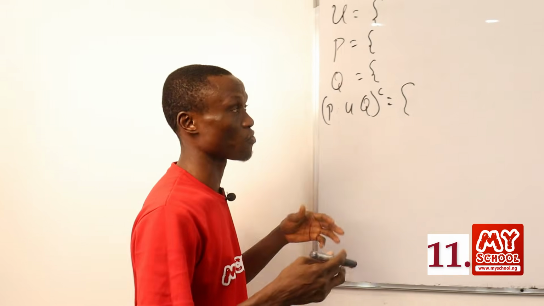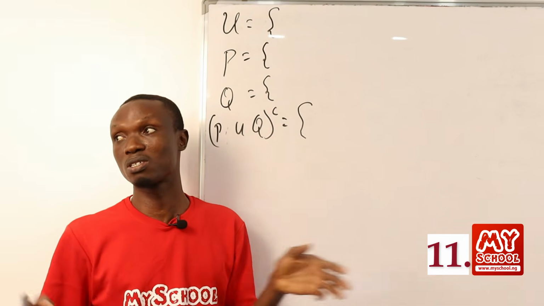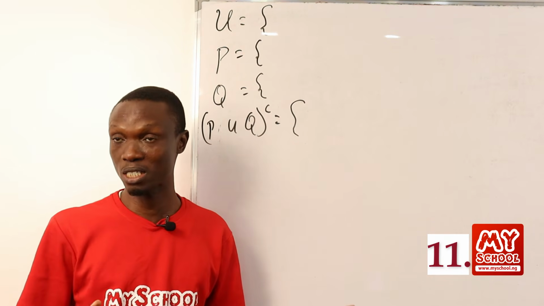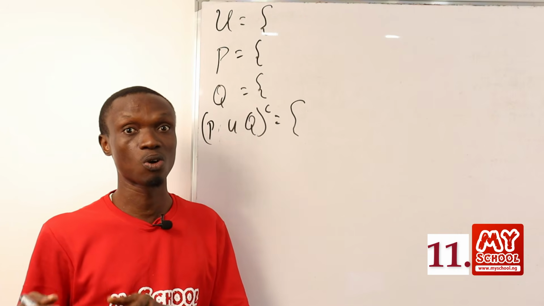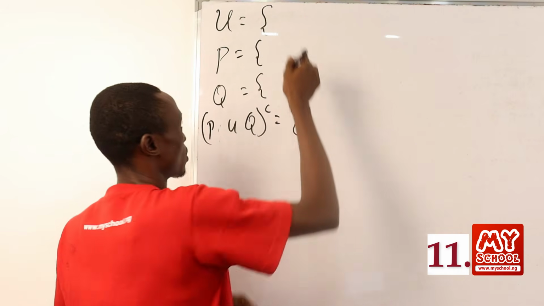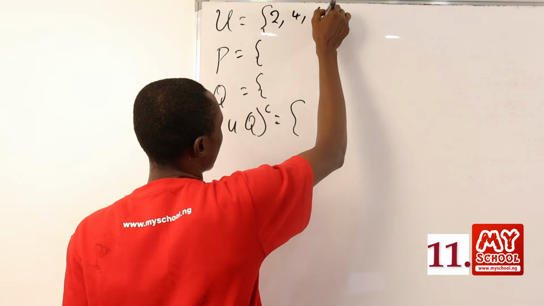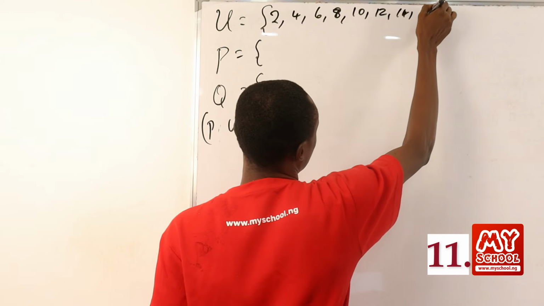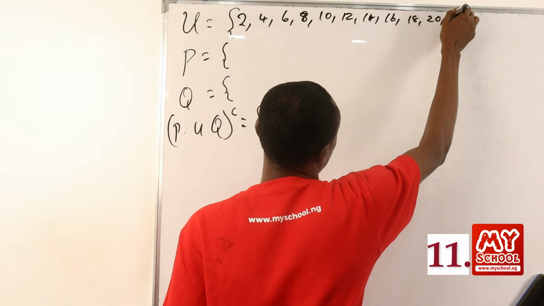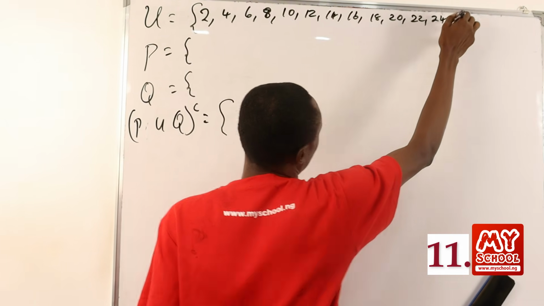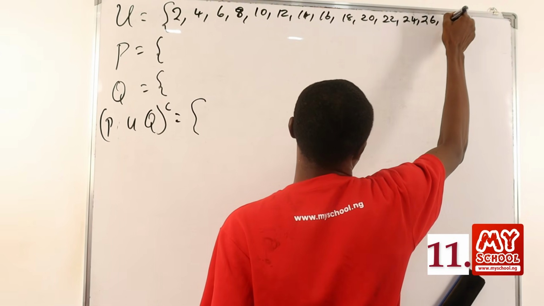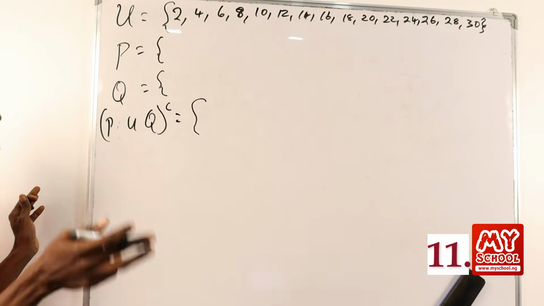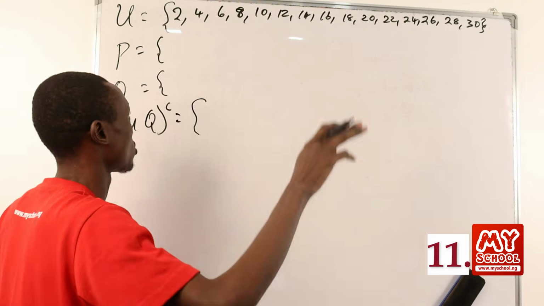The first thing to do is just to write out the elements, because in this question the elements were not specifically stated, but we are just told, for example, for the universal set, even numbers between 0 and 30. So let's list them: 2, 4, 6, 8, 10, 12, 14, 16, 18, 20, 22, 24, 26, 28, and 30. So these are the even numbers between 0 and 30, that is numbers divisible by 2 without remainder, right?